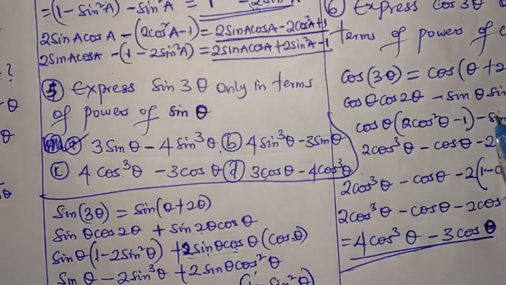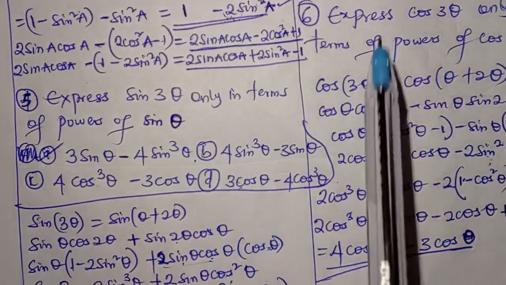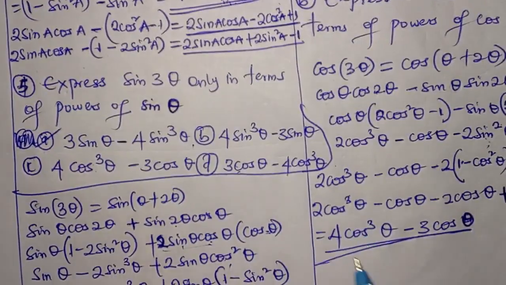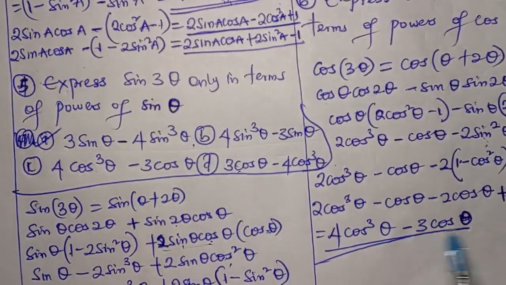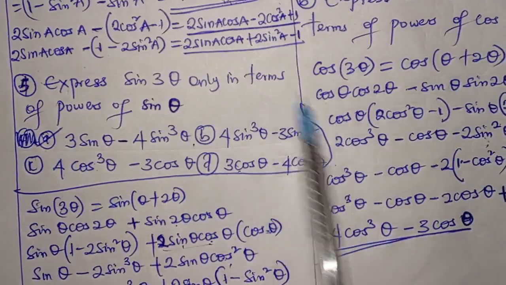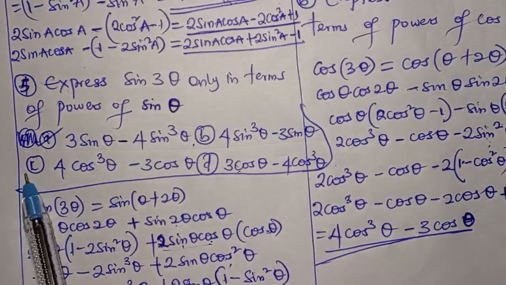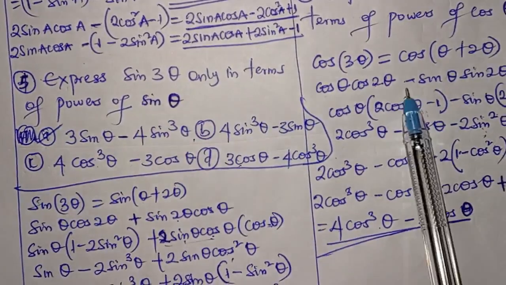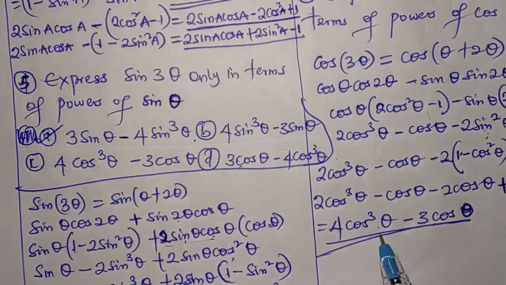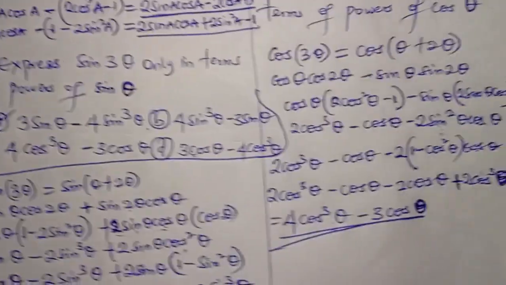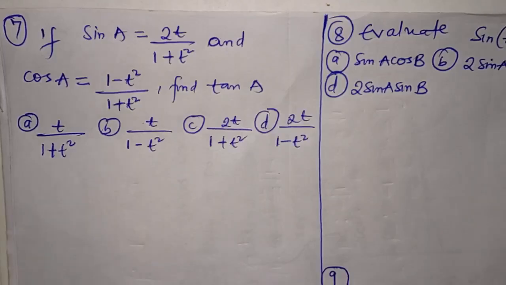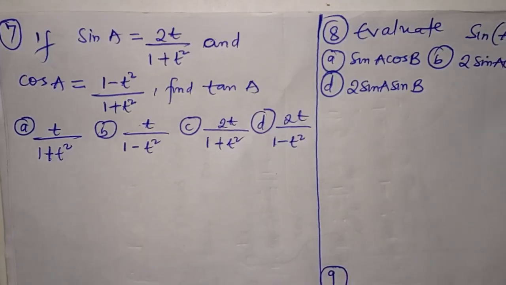Actually, in the question, I didn't write the options here because the options for this question are the same as the options for question 5. So where is 4 cos cube theta minus 3 cos theta found in these options? It is option C. So if I use this option here for question 6, option C will be the correct option. Are you getting it? So this is it for question 6. This is question 7. All right.